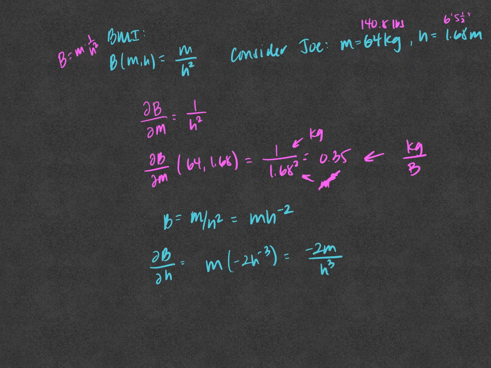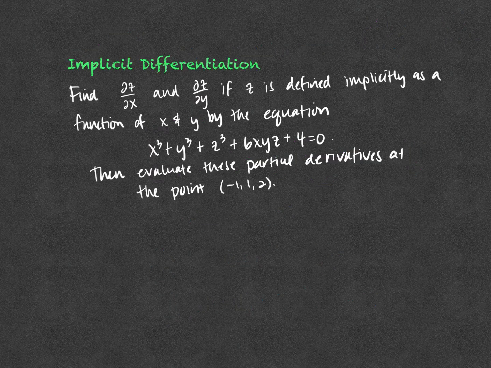So let's look at the numbers we were given here. The partial of b with respect to h, 64, 1.68. So we have negative 2 times 64 is negative 128 over 1.68 to the third power. So this gives us about negative 27. So like I said, if his weight stays the same and his height goes up, then we have a negative slope, so his body mass index goes down. Implicit differentiation works like it did in Calc 1.